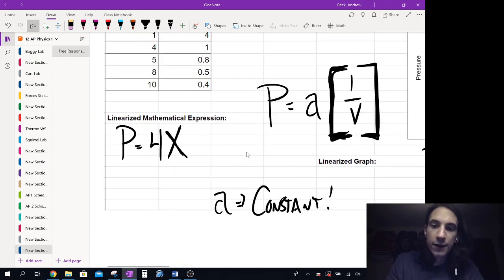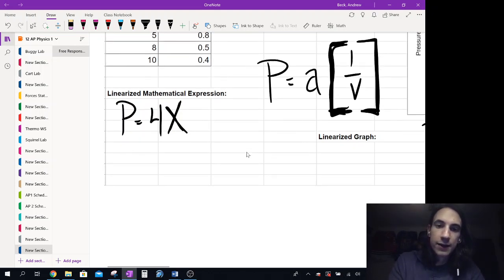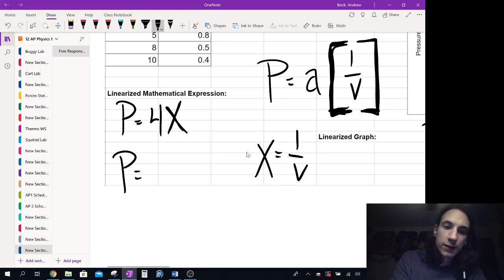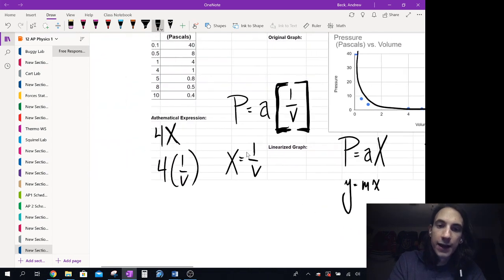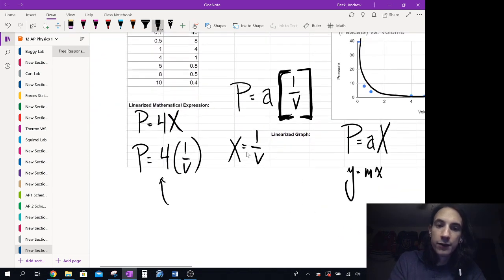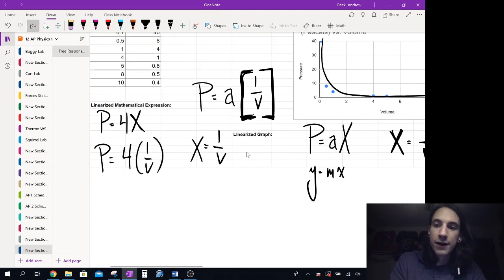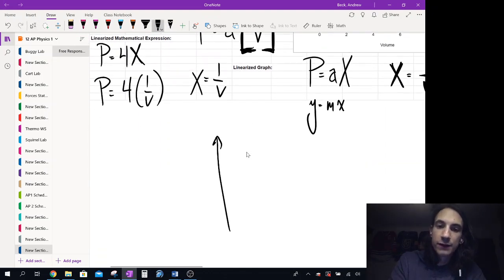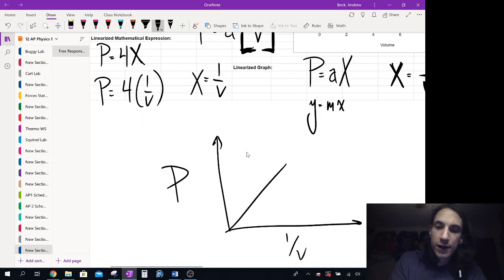And then what I can do if I want is sub back in and say, okay, I know that x equals 1 over v, so I say p equals 4 times 1 over v. And really the whole point of that is we were able to figure out the slope very, very easily because the graph told us. But if we just came across this graph, where we said, okay, this is like rise 4, I'm just extrapolating our data, and then that's 1.